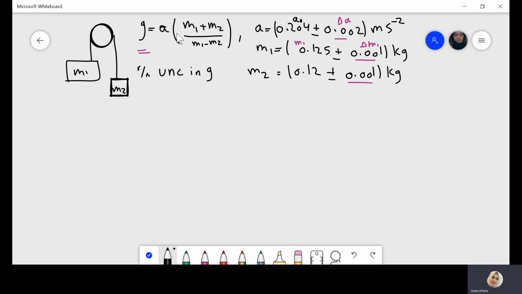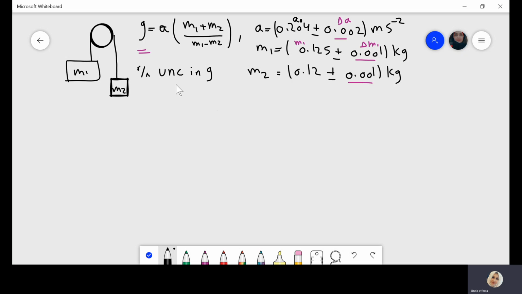G equals A times (M1 plus M2) divided by (M1 minus M2). The value for A, we've got 0.204 positive or negative 0.002. The first part is always the actual or the measured value or the mean value. The second part, after positive or negative, is the absolute uncertainty. So this one is the absolute uncertainty for acceleration. For mass, the absolute uncertainty for M1 is 1,000th or 0.001. For M2, it's the same thing, 1,000th.